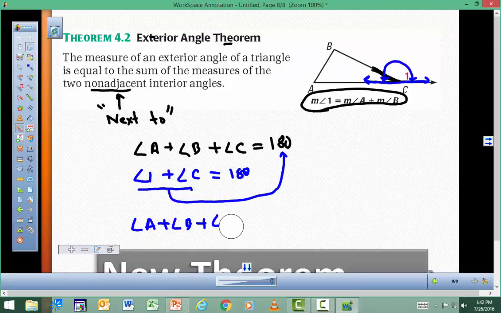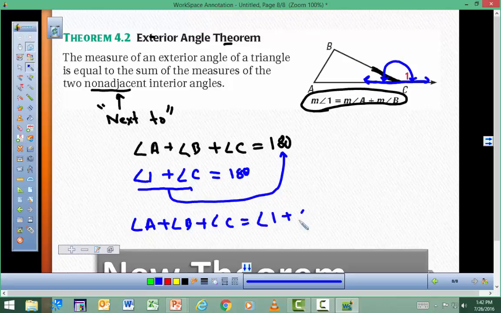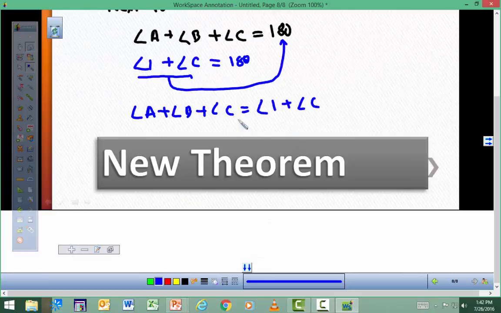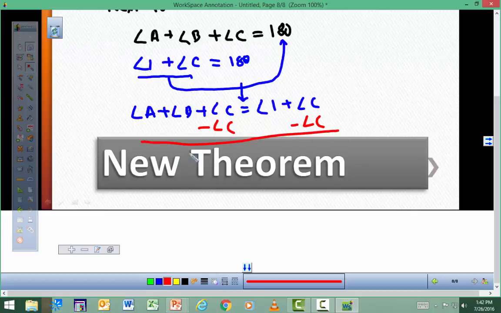Pay attention. Okay, so we have angle C is equal to angle 1 plus angle C. And notice what we have here. On both sides of the equal sign, we have an angle C. So since we have an equal sign here, I can use the subtraction property of equality. So I could subtract angle C here, and I could subtract off angle C here. And what's that give me? It gives me angle A plus angle B is equal to angle 1. And that's what we were trying to show.